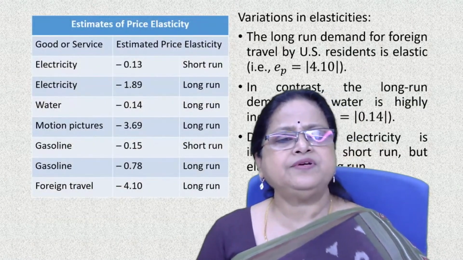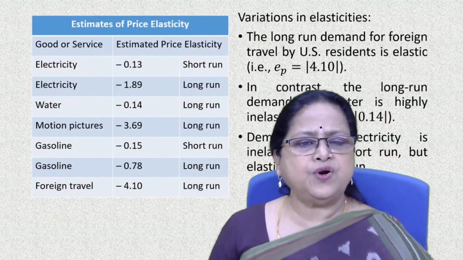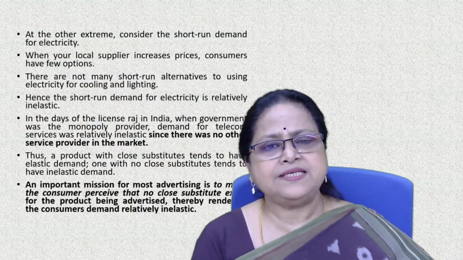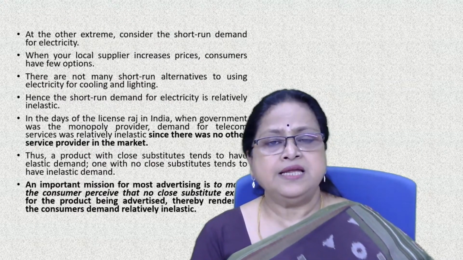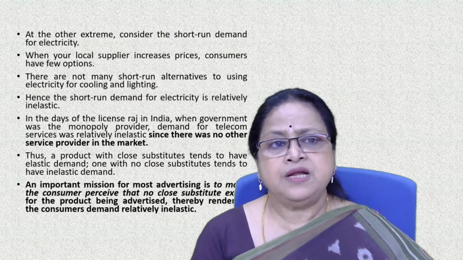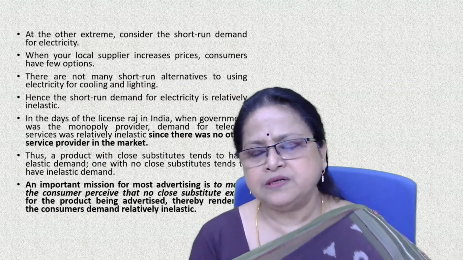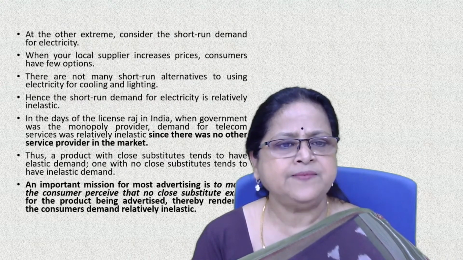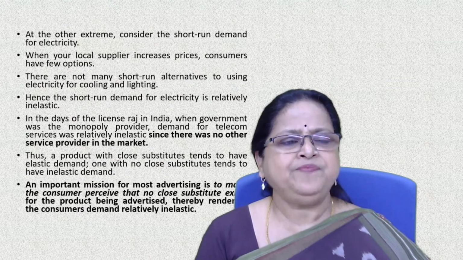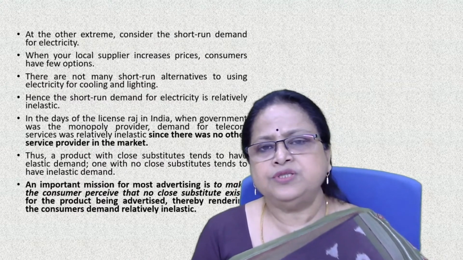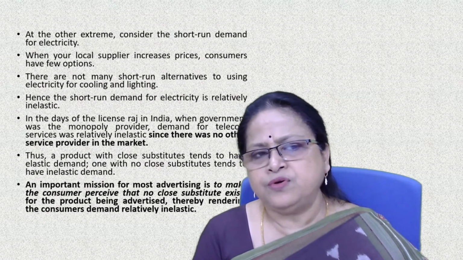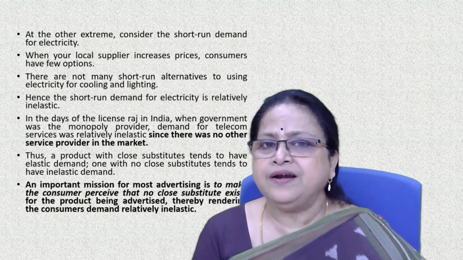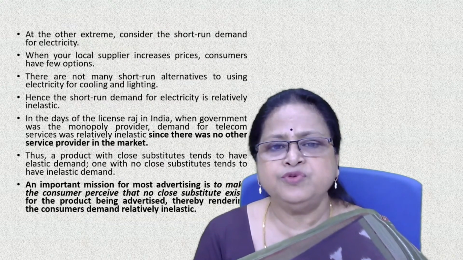Consider the short-run demand for electricity. It is inelastic in the short run, but elastic in the long run. When your local supplier increases prices, consumers have few options. It is actually based on the US economy. In our country, electricity was for a long time under the control of the government. Nowadays it has been privatized, but the local supply was a private affair there. So don't confuse their examples with ours, because our scenario is a little different. But still, looking at their economy, you can find out.